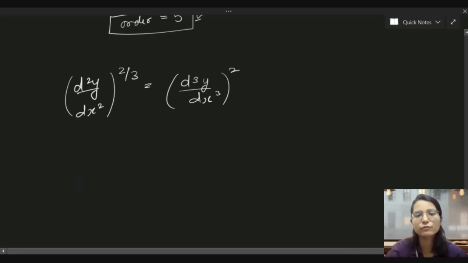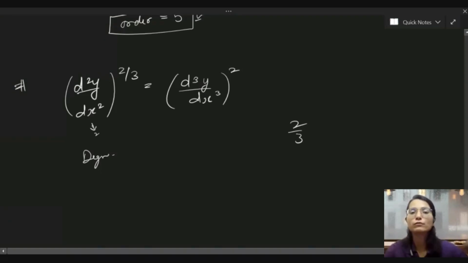So this is your differential equation. Now you are asked to find the degree of this differential equation. You will say the degree would be 2, right? But you can't directly find the degree like this because you see the power 2 by 3. Here the order of the derivative is 3, but you need to find the highest power of the highest order derivative. So you will say, okay, the highest order derivative is 3 and its power is 2, so the degree will be 2. But you can't do it until you free it from the fractional power like this.